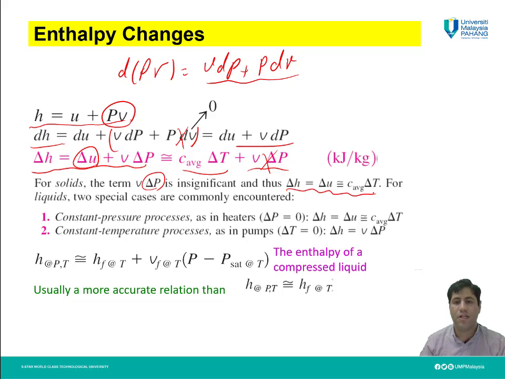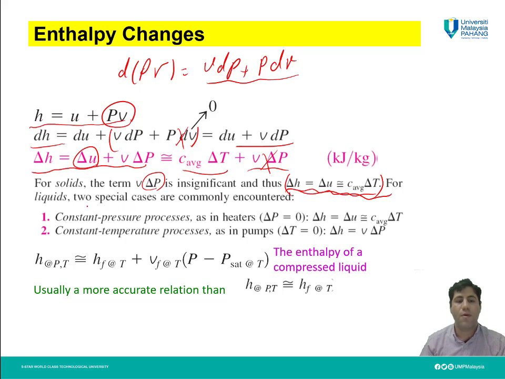In other words, change in the enthalpy is equal to change in the internal energy of the solid substances, and it is equal to the average specific heat of that substance times change in the temperature of that substance during a process. This is for solid substances.